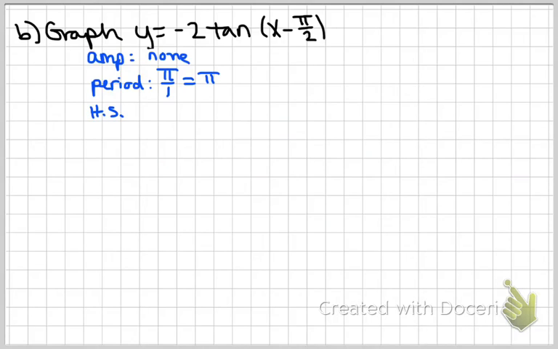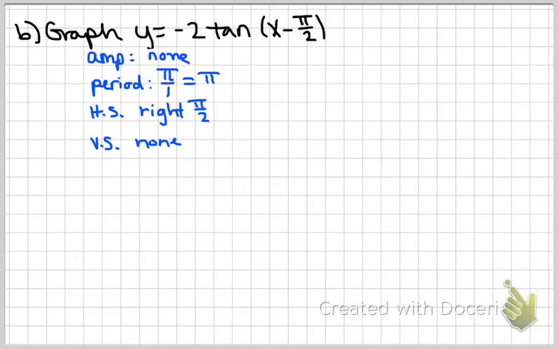Horizontal shift, so left or right, any. There is something within the trig function being added or subtracted from the x value. It is being subtracted, meaning that this function is going to be shifted to the right. In this case, pi over 2 units. And then our vertical shift is your up or down, or what is being added on the outside of the trig function. So in this case, there's nothing out there. So there is none for our vertical shift.